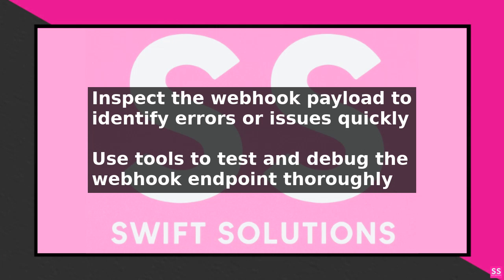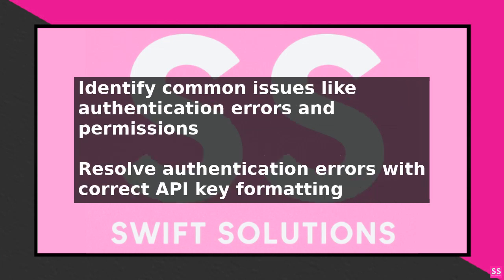Common issues with Build.com API webhooks include authentication errors, incorrect endpoint URLs, and insufficient permissions. To resolve authentication errors, ensure the API key and credentials are correct and properly formatted. For incorrect endpoint URLs, verify the URL is correctly formatted and points to the intended resource.